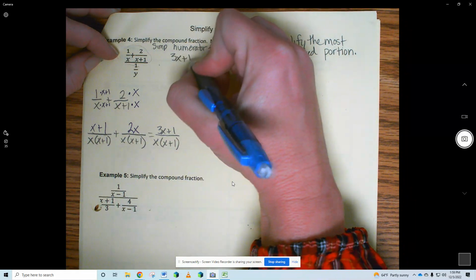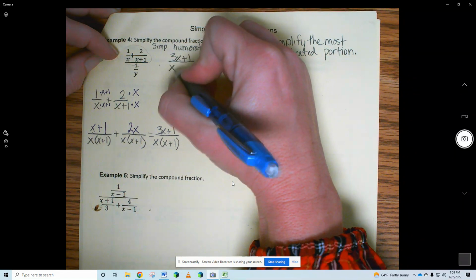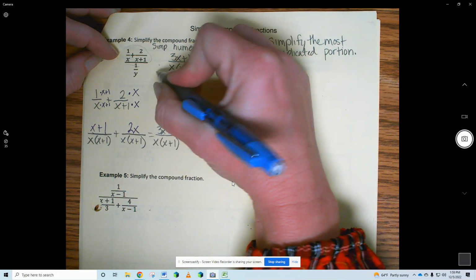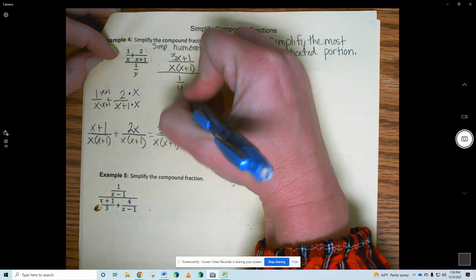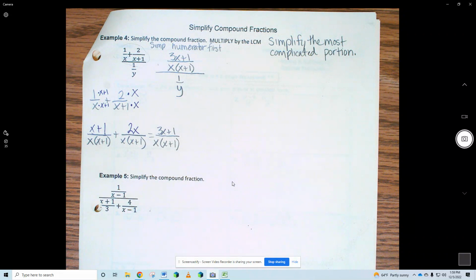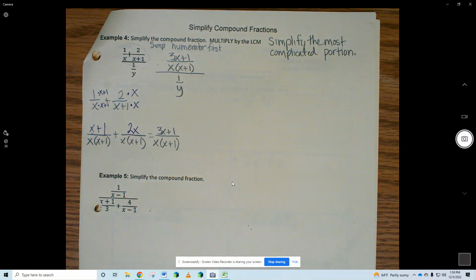3x plus 1, I'm going to write it on top, over x parentheses x plus 1 divided by 1 over y. So what I did right here is I fixed this numerator. It was too busy. I needed to add them. I needed to find the common denominator. And I got this. Here's the work to show it. Now, I have to simplify this. I've got a single fraction over a single fraction. Much easier.